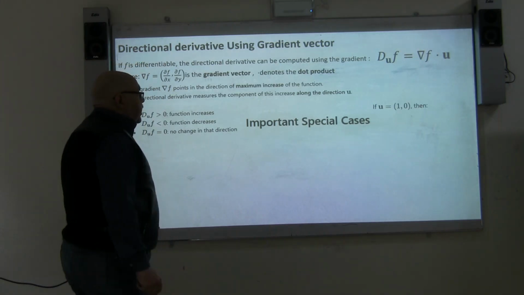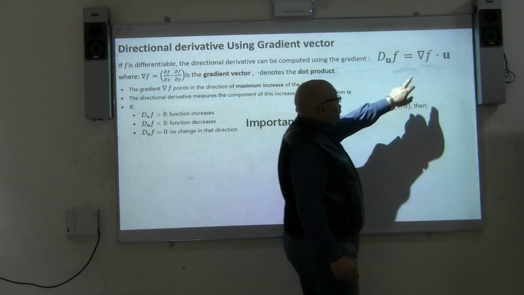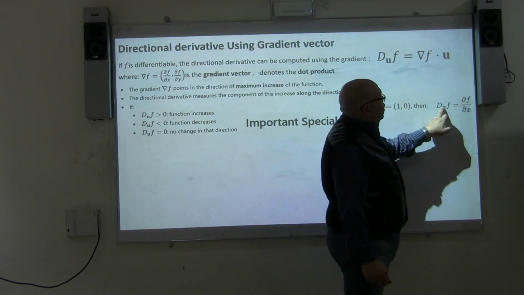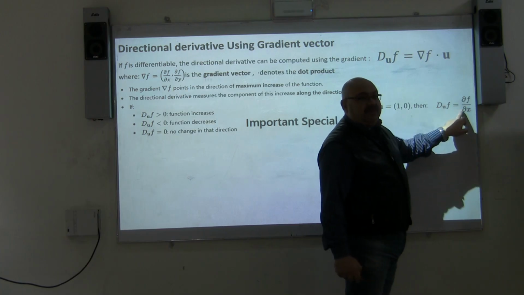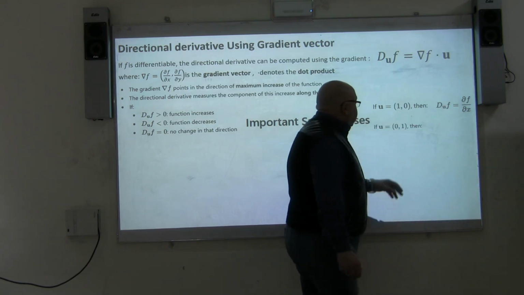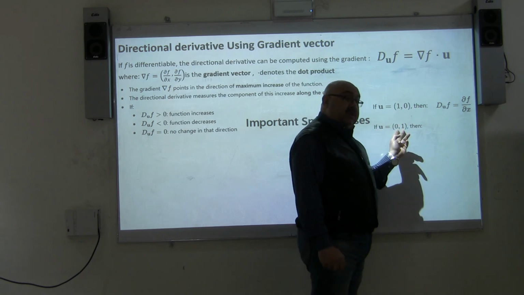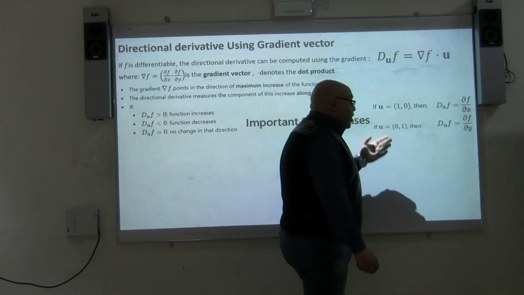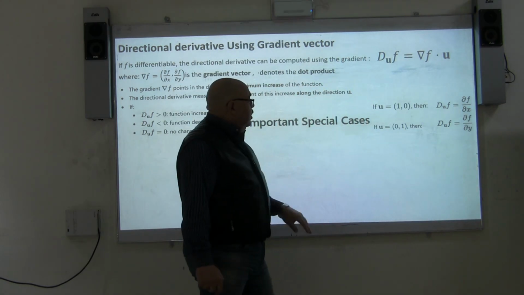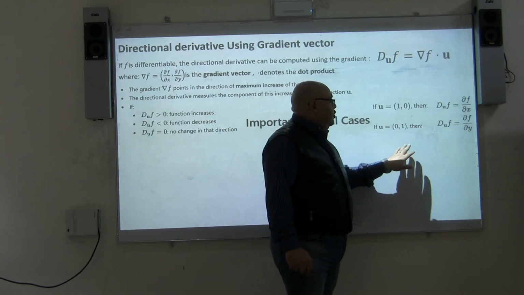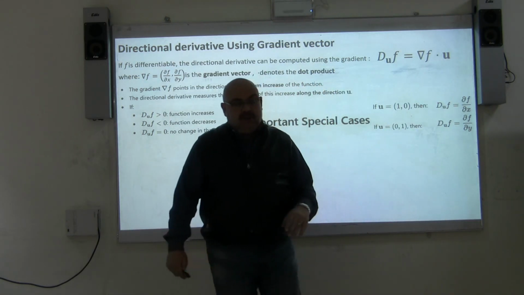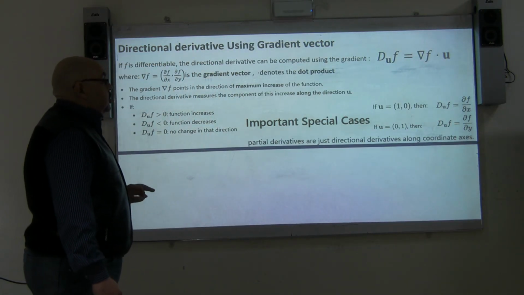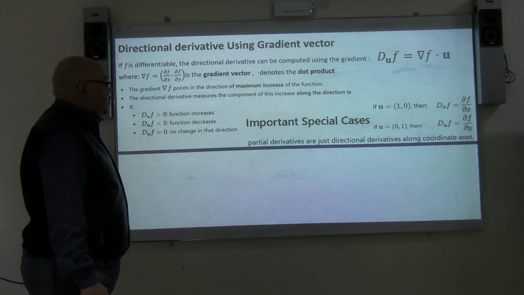Okay, important special cases, as I told you. If the u vector is (1, 0), then you are talking about the partial derivative with respect to x. The directional derivative will be the partial derivative. If I'm using u as (0, 1), it will be the partial derivative with respect to y. If I'm talking in 3 dimensions, the third will be (0, 0, 1), and in this case it will be partial f over partial z. Partial derivatives are just directional derivatives along the coordinate axes, as we saw.